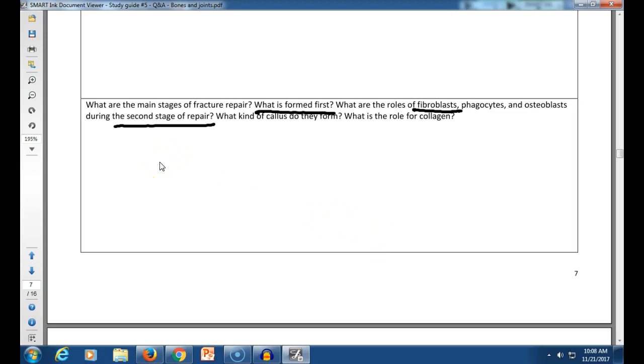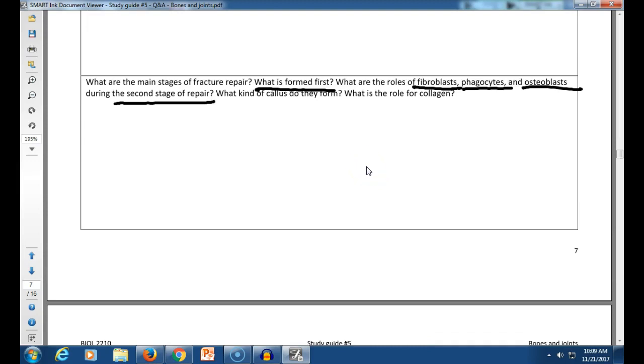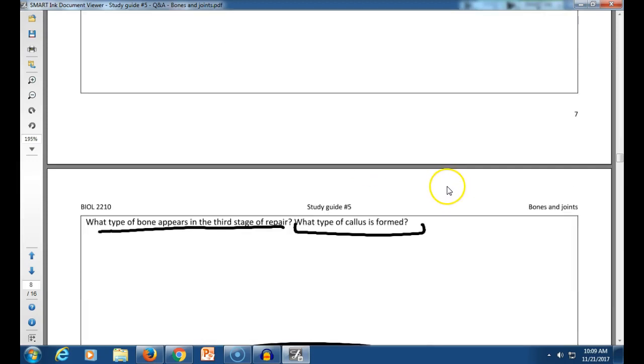They deposit collagen and secrete matrix. Phagocytes, what do? Destroy debris and dead cells. Osteoblasts deposit matrix of the bone, slowly but steadily. So collagen in the fibrocartilaginous callus brings the ends of the bones together.